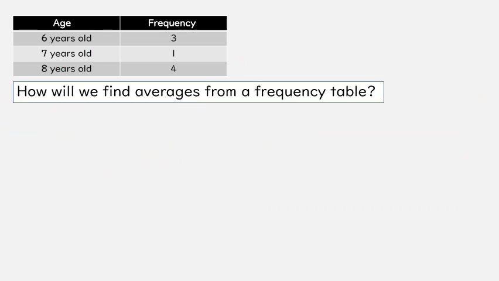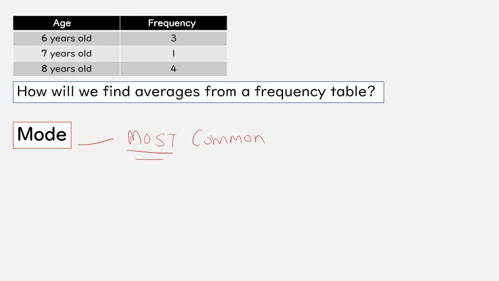So once we have our frequency table, we're then going to be left with questions like, how will we find averages from them? So we're going to look at each average individually. First of all, the mode. Let's remind ourselves, what is the mode? Mode is most common. So what we've got to deduce from the table is which number comes up the most number of times.